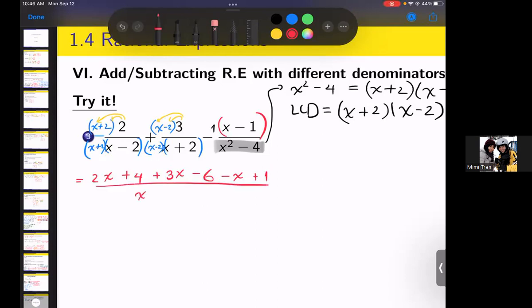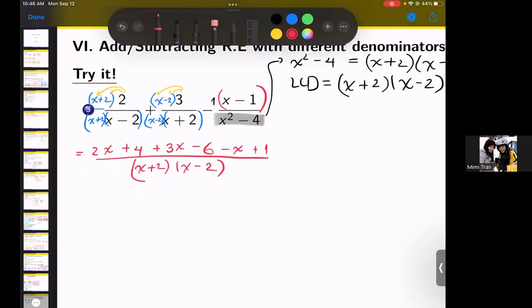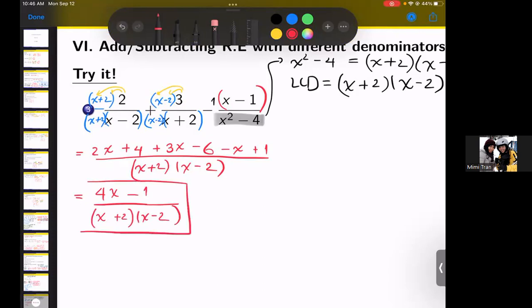And then x plus 2, x minus 2 on the denominator here. Combine like terms. 2x, 3x, and then minus 1x. So that's 4x. Plus 4 minus 6 is minus 2. Plus 1 is minus 1. I don't think you can simplify any further, so just box it. It's done.